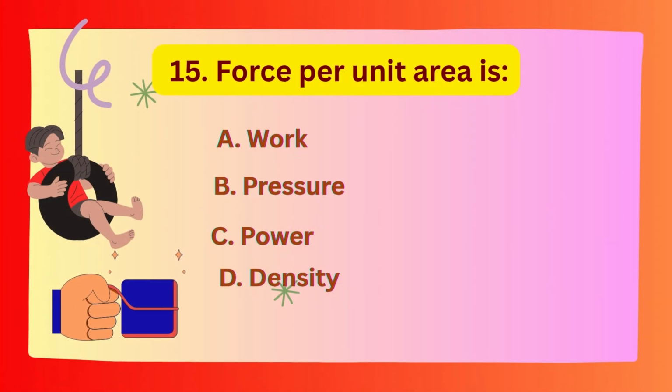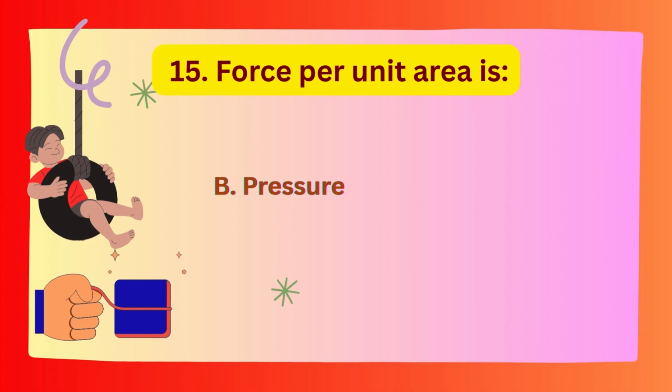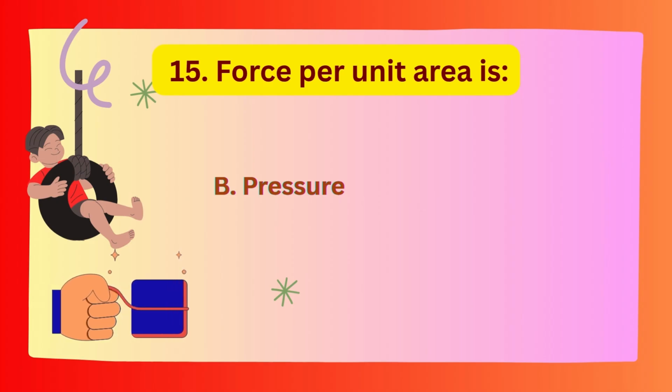Force per unit area is: A. work, B. pressure, C. power, D. density. Answer: Option B. Pressure.